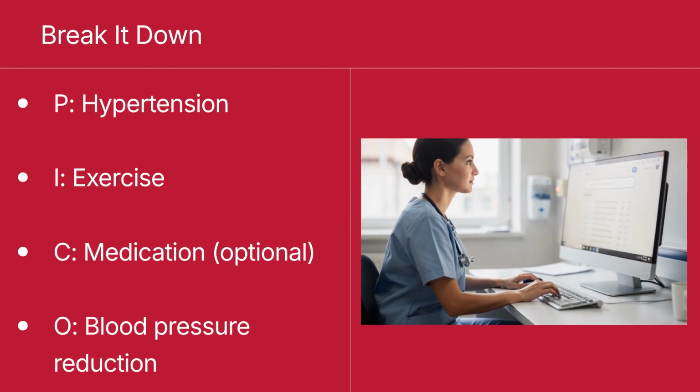In the example given, the patient or problem is hypertension. The intervention is exercise. The comparison might be medication, although this is sometimes optional. And the outcome is reduced blood pressure. Not every search will use all four elements, but identifying them helps guide your thinking.